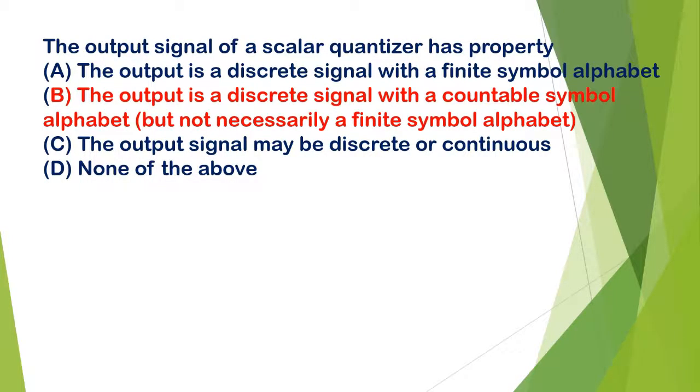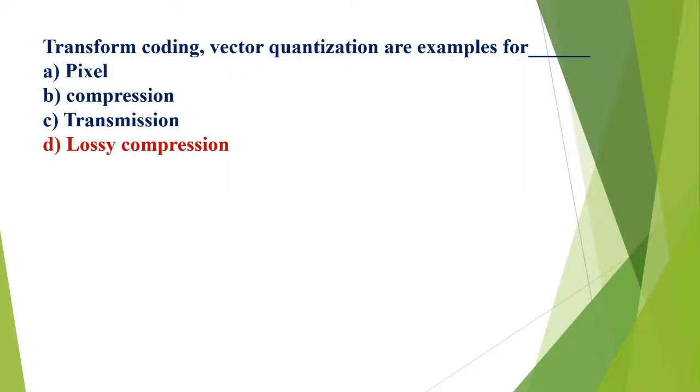The output signal of a scalar quantizer has the property A. The output is a discrete signal with a finite symbol alphabet. B. The output is a discrete signal with a countable symbol alphabet, but not necessarily a finite symbol alphabet. C. The output signal may be discrete or continuous. D. None of the above. And the correct option is B.